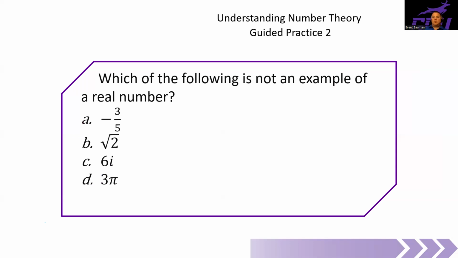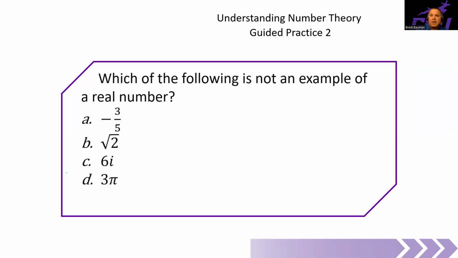Okay, so which of the following is not an example of a real number? So this is more of a definition type of problem. And we want to remember that real numbers are rational numbers or irrational numbers. These are examples of types of real numbers. A not a real number would be an imaginary number would be our option here.